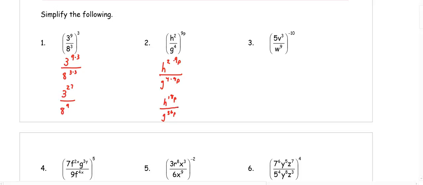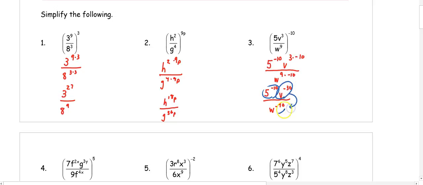Number 3, this is where we got to be careful again. Make sure that this 5 is also getting the exponent. So when I multiply this, or when I use my exponent, I get 5 to the negative 10th, v to the 3 times negative 10, and w to the 9 times negative 10. Notice, though, when I multiply, all of these have negative exponents. I'm not allowed to have negative exponents, so I need to move everything. So anything that has a negative exponent has to move. So this and this need to move to the denominator, and this needs to move to the numerator. So when I simplify, then I get w to the 90 over 5 to the 10th, v to the 30th. Remember, exponents only become positive if you move them from one part of the fraction to the other.